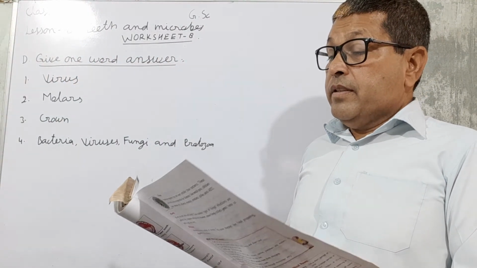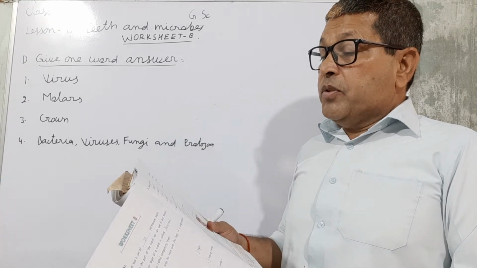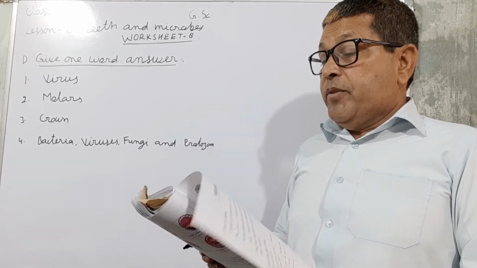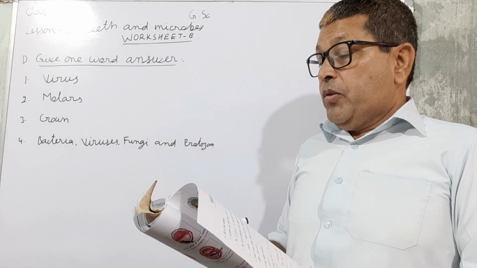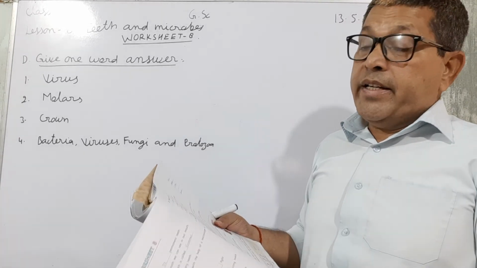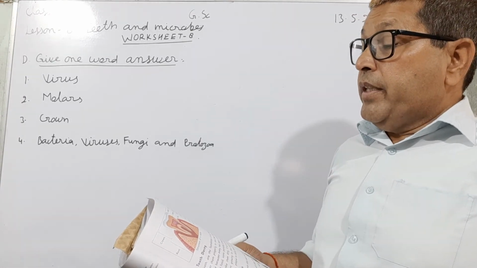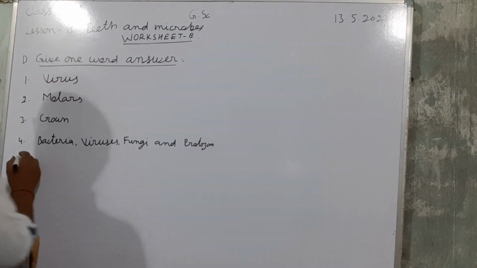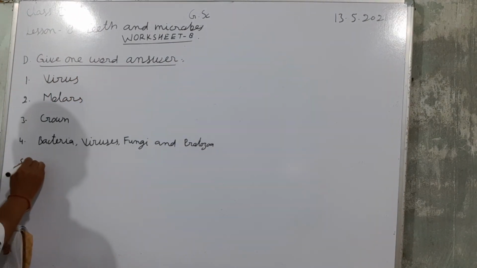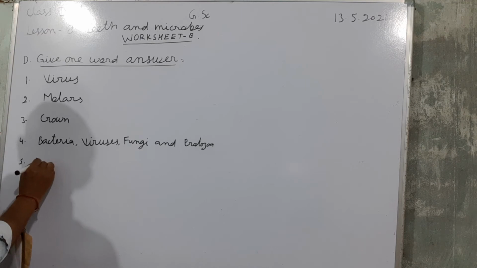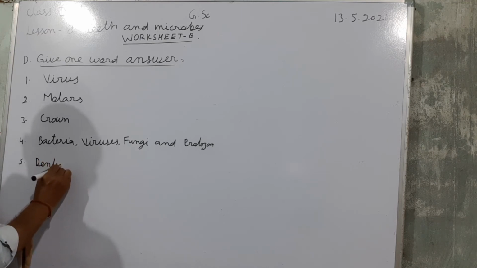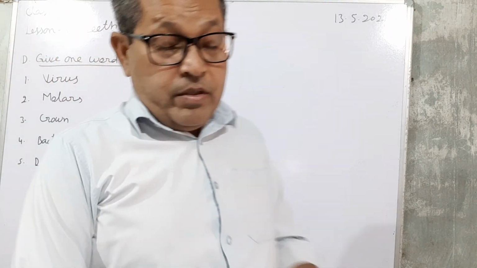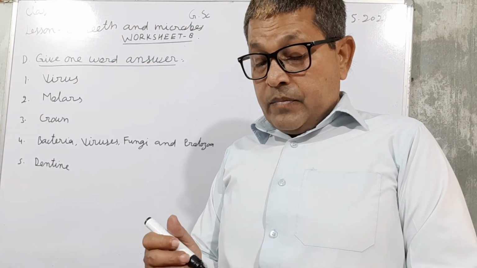Now next one, the part of a tooth below the enamel, that is dentine. Fifth is dentine.